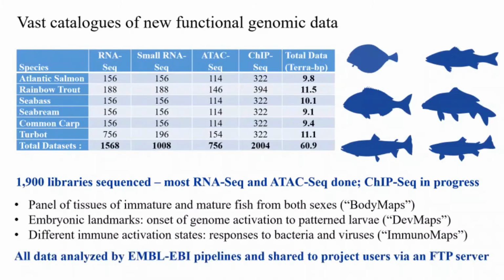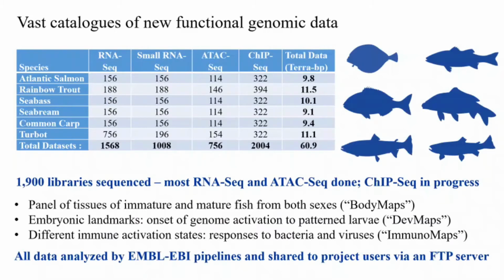The main functional annotation maps, for those who don't know, that were generated in AQUA-FAANG are really scientifically interesting. Across these 6 different species, we have a panel of the same tissues for both immature and mature fish of both sexes. We have different stages of embryogenesis, from when the genome is activated through to when you have a patterned larvae with all the main organs, a little fish that can swim. And also different immune activation states to probe the response of the genome to bacterial and viral challenge.